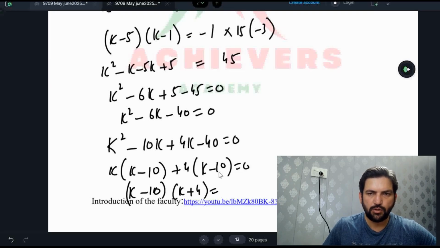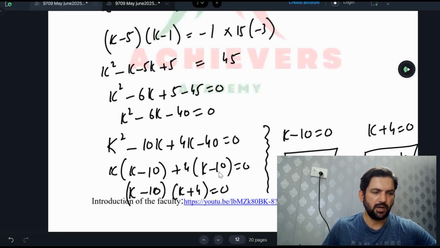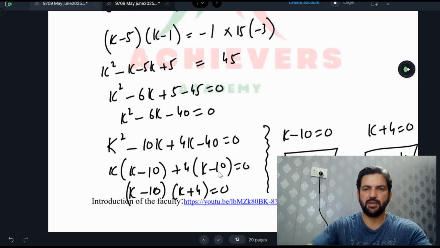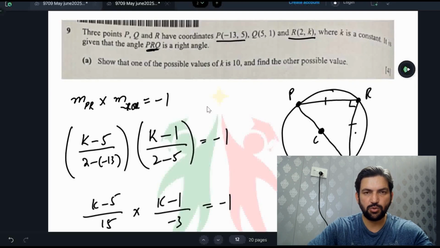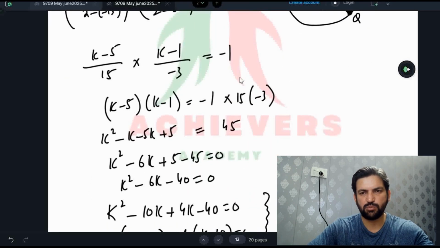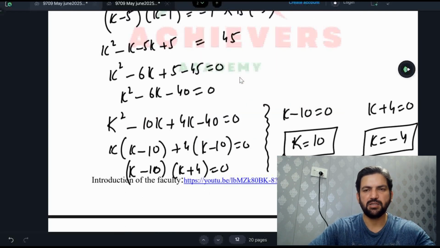So from here K minus 10 is equal to 0 and K plus 4 is equal to 0. So K is equal to 10 and K is equal to minus 4. I think this will be the final answer, but before that we have to show that one of the possible values of K is 10 and find the other possible value. Yes, one is 10 and the other value is minus 4.